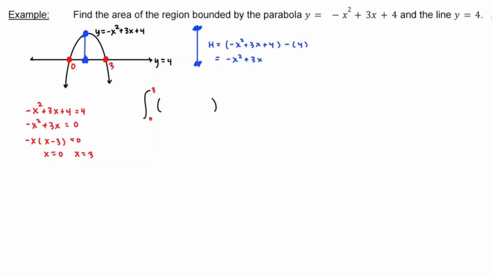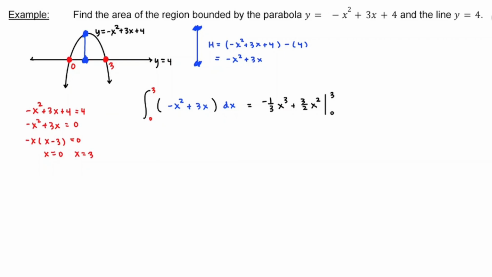So I set up my integral, and it's going to be the integral from 0 to 3, top minus bottom. The height of my rectangle is negative x squared plus 3x, and the width is dx. Negative x squared plus 3x. And this is something that we can find an antiderivative for pretty easily: negative 1/3 x to the third plus 3 halves x squared, as x goes from 0 to 3.